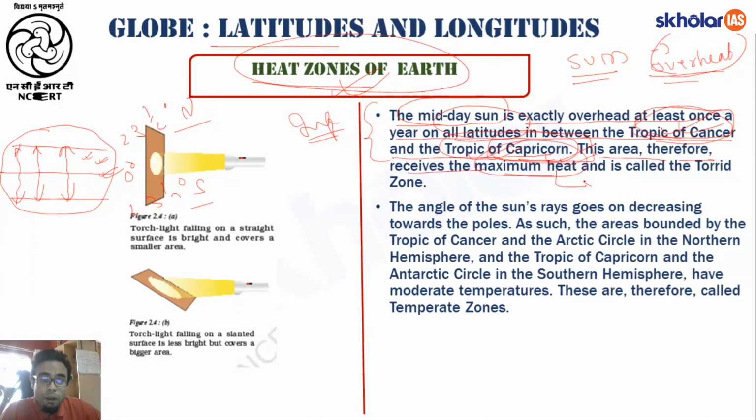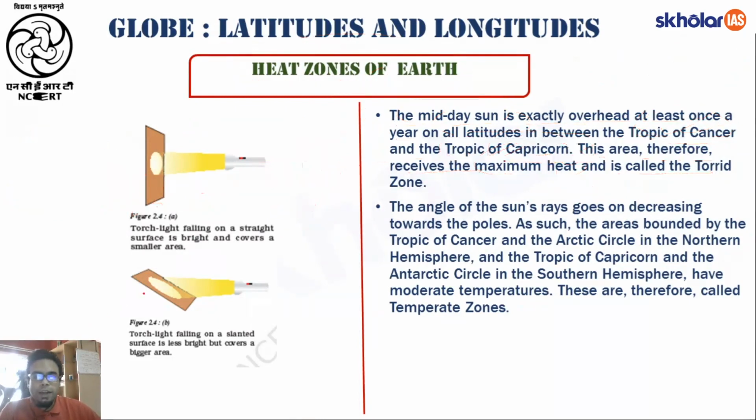And this area therefore receives the maximum heat. Why the maximum heat? Because the sun rays are perpendicular here, and therefore this area is called the torrid zone. Very important, right? So all these latitudes, this total area that you see here between the Tropic of Cancer and the Tropic of Capricorn, it is called as what? It is called the torrid zone. Very important.